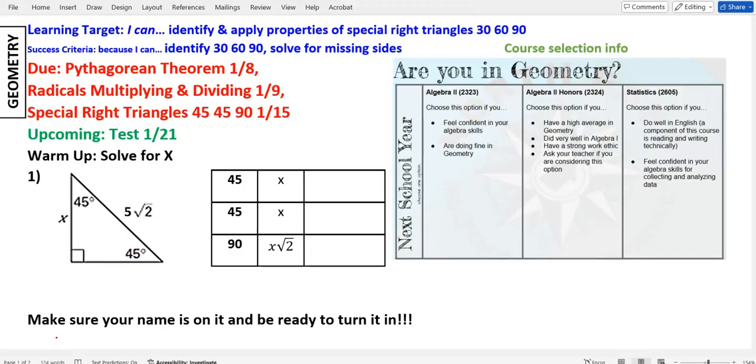All right, so let's remember this from yesterday. If you have one of the sides labeled in a 45, 45, 90, what is it across from? Five square root of 2 is across from this, which is 90, right? So I'm going to put it on the 90, 5 square root of 2.